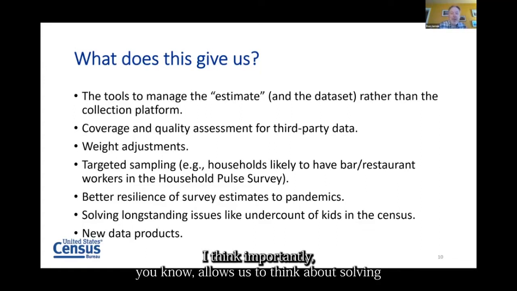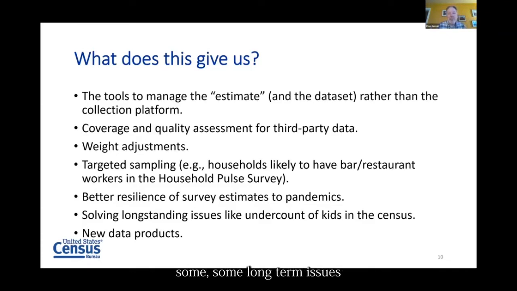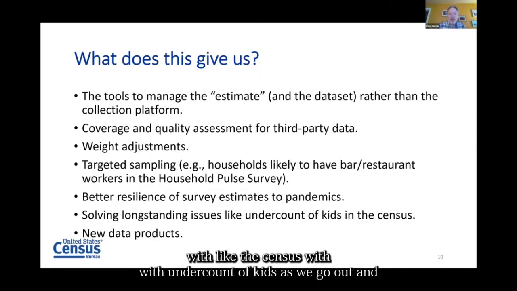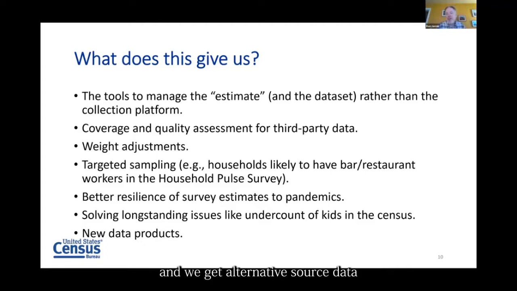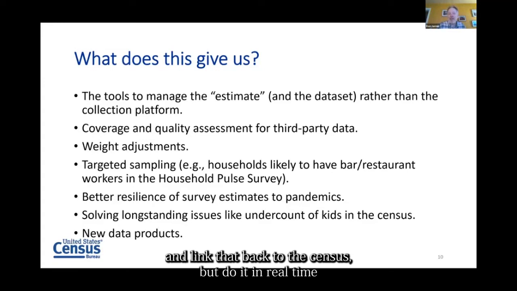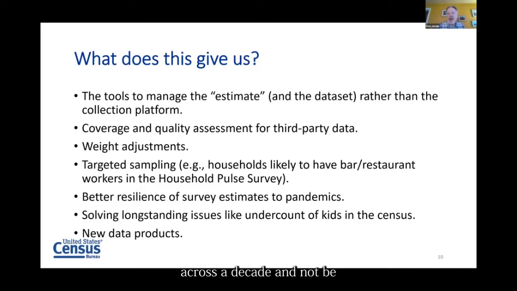I think importantly, it allows us to think about solving some long-term issues that we've had with like the census, with undercount of kids. As we go out and we get alternative source data and link that back to the census, but do it in real time across the decade and not be relying on sort of the one-shot data collection at the end of the decade.